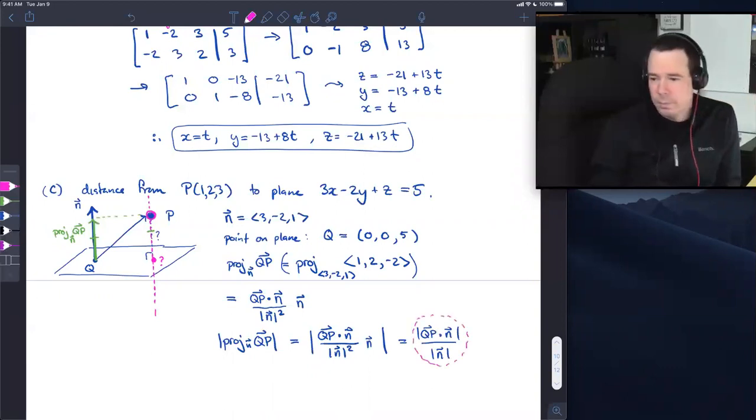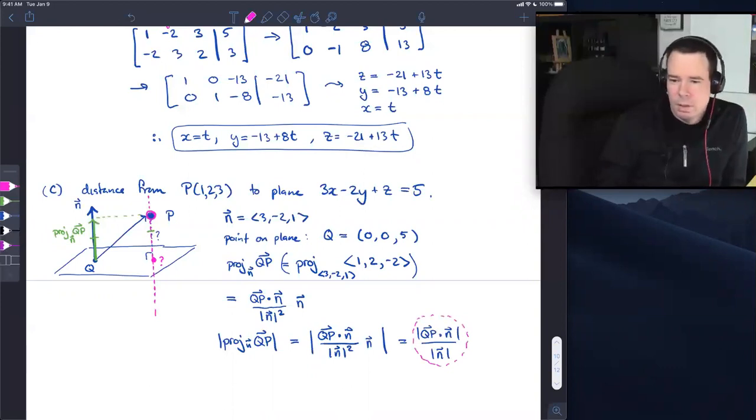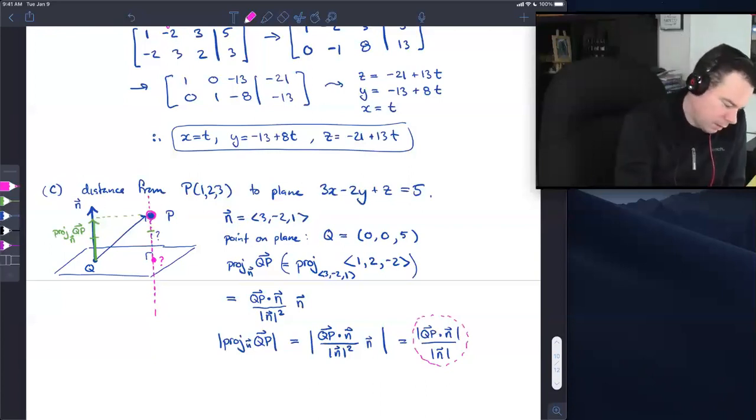That's it. That's how we find the distance. So we find an arbitrary point Q, and we know the normal vector, and so we just take the dot product of QP, that vector, with the normal vector, and divide by the length of the normal vector. So now I can use the values here.